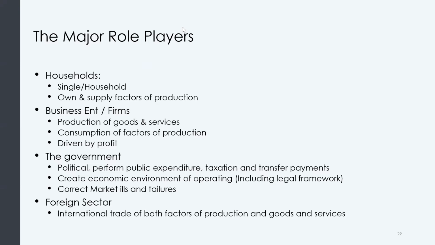Okay, let's see, I'm just checking if there are any pertinent questions. All right, I don't see. Sorry, can I ask you to repeat the point about foreign sectors?